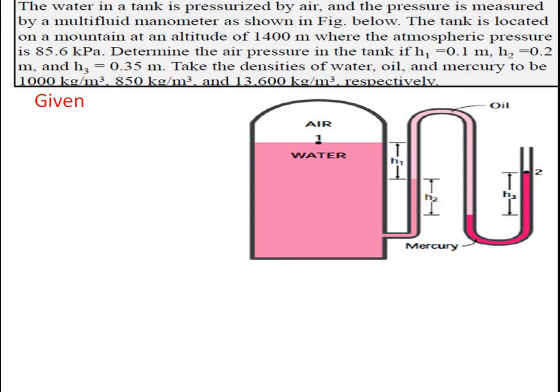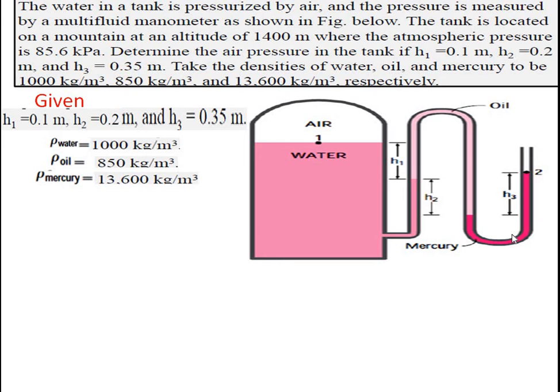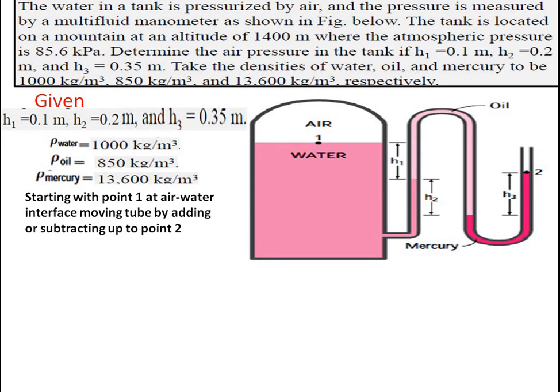Okay, this is the problem where air and water are contained in the reservoir. Air has pressure P1 as located here. Then this water is raised here. It is separated from the oil, and oil and mercury are separated with this U-tube manometer. So here H1 is equal to 0.1 meter, H2 is equal to 0.2 meter, and H3 is equal to 0.35 meter. It is given in the problem itself. The densities of water, oil and mercury are also given.